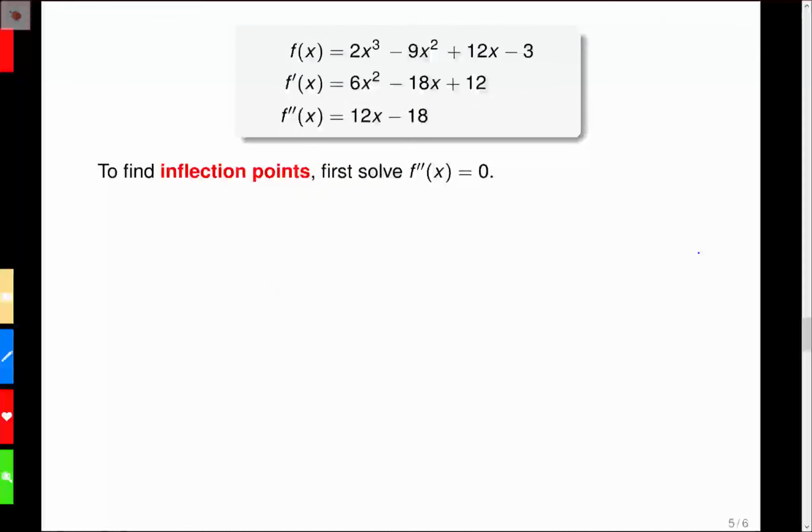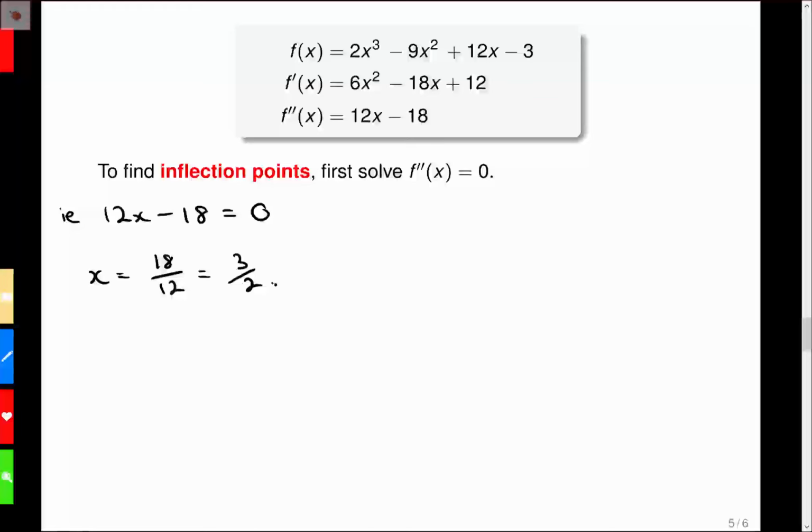Thus, the first step to finding any points of inflection is to grab the second derivative of the original function and set it to be 0. Thus here, we get the following linear equation. Now, rearranging for x, we thus get x is equal to 18 on 12, which is just 3 on 2. Therefore, a possible inflection point occurs at x equals 3 on 2.